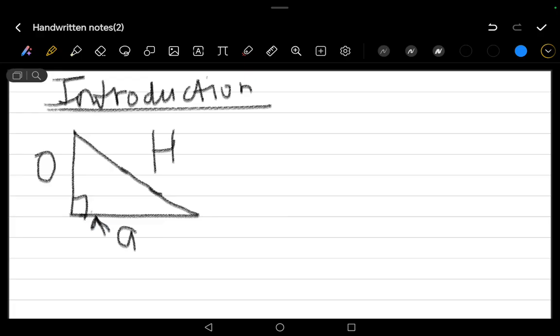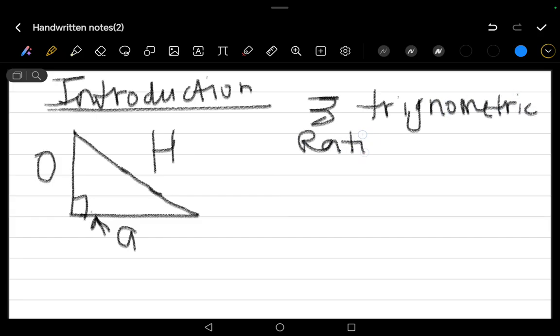This is the hypotenuse. And then we have three trigonometric ratios. So we have the sine, the cos, and the tan. I want you guys to know, or to remember, these trigonometric ratios. We're going to call them SOHCAHTOA.